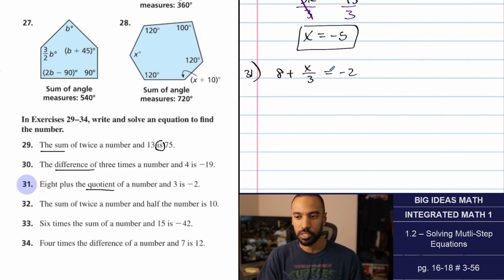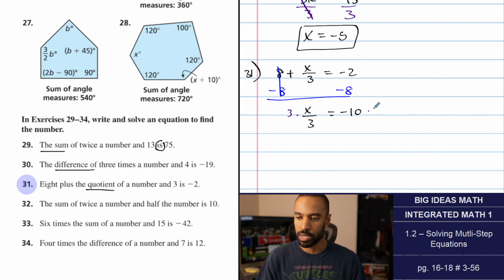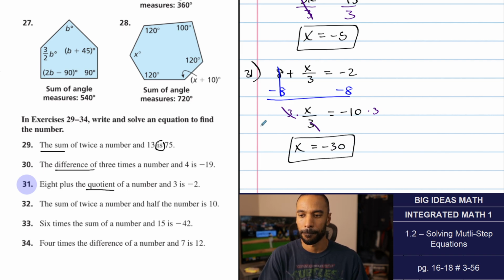Our 2 steps this time: get this term by itself by subtracting 8 from both sides, because 8's a positive number there. So we do our subtraction, and then we get just x divided by 3 here. Remember, you might see that as a fraction, but it is division. These subtract out, you get negative 10. We multiply both sides by 3. 3 divided by 3 is 1. Negative 10 times 3 is negative 30.